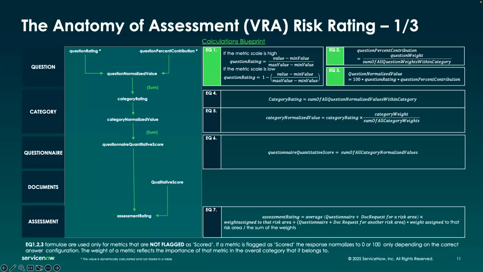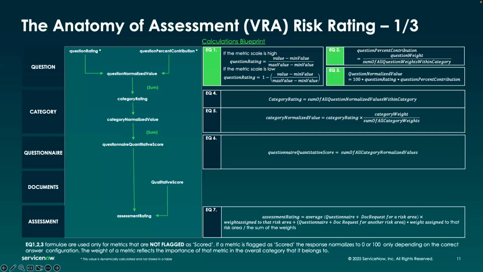Question normalized value. Then we normalize that contribution. We multiply the question rating by its percent contribution and by a constant value of 100. Why do we do this? It makes it easier to compare questions, even when they have different weights or scores, on a common scale.